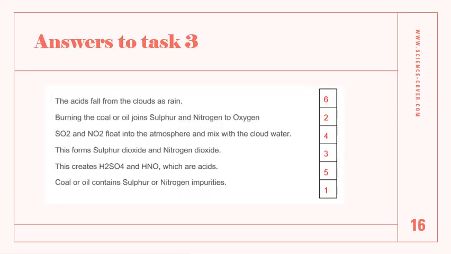Let's look at the answers to task 3. Coal or oil contains sulfur or nitrogen impurities. Burning the coal or oil joins sulfur and nitrogen to oxygen. This forms sulfur dioxide and nitrogen dioxide. SO2 and NO2 float into the atmosphere and mix with the cloud water. This creates H2SO4 and HNO3, which are acids. The acids fall from the clouds as rain.